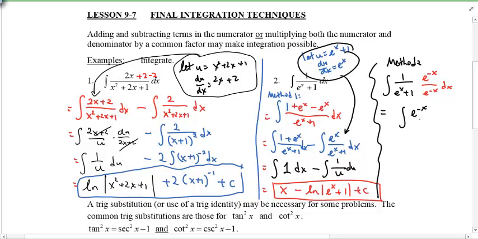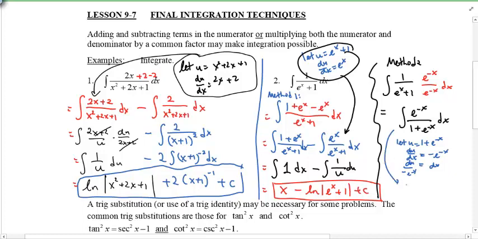I get e to the negative x, and then I get 1 plus e to the negative x in the denominator. Notice now I can just let u equal 1 plus e to the negative x in the denominator. Du dx just becomes negative e to the negative x, and that just happens to be my numerator, du, negative e to the negative x.